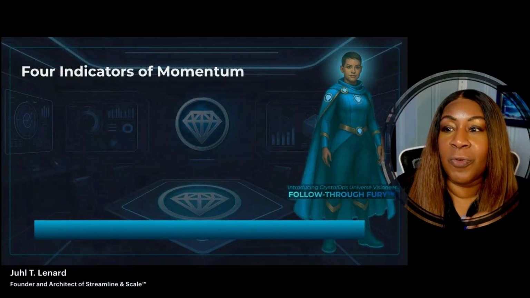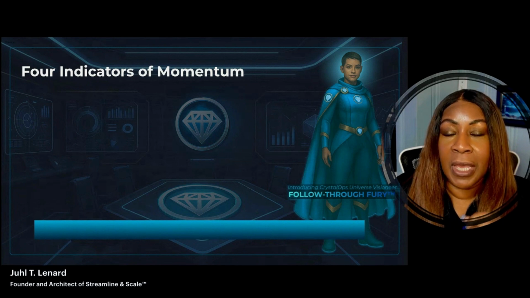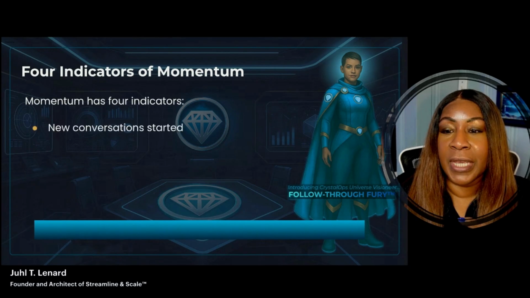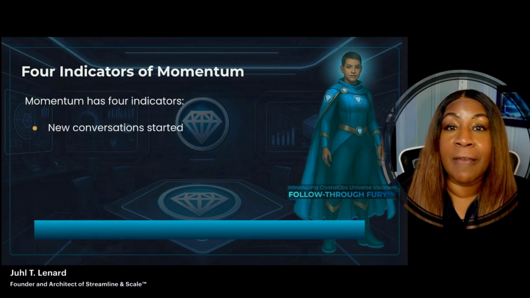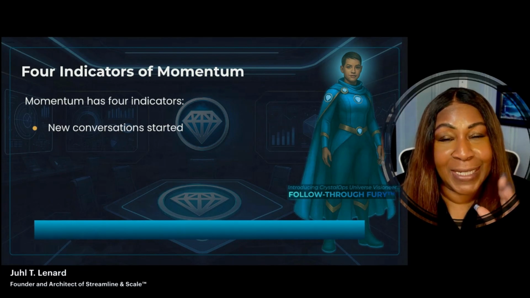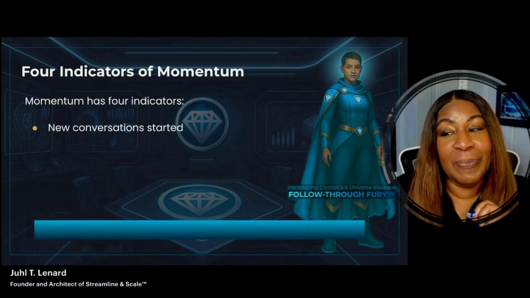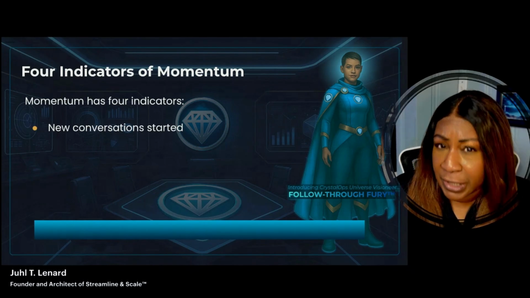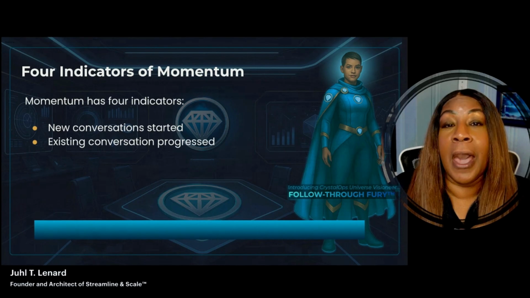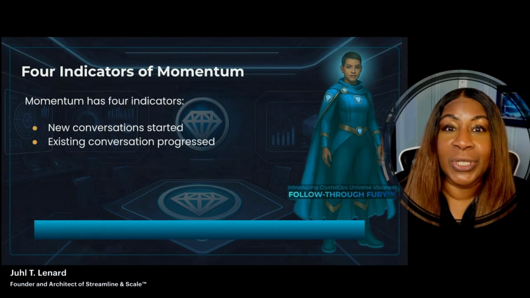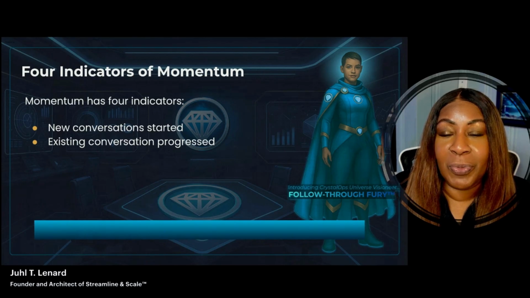So here are the four indicators of momentum. This is how you know you're moving forward. Momentum has four indicators. New conversations started. Again, let's not fool ourselves. I'm trying not to fool myself. I like to live in my imagination. I'm a pretty creative person, but I have to be grounded and say, okay, how many new conversations did you start this week? How many existing conversations progressed? Did you follow up? Did you understand what the people were focused on?